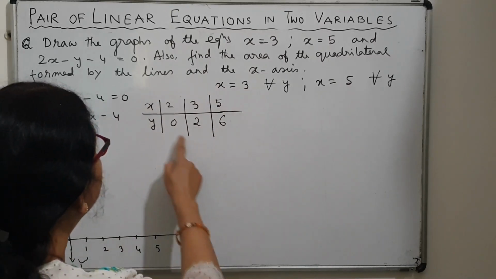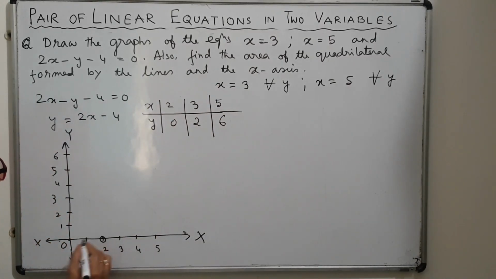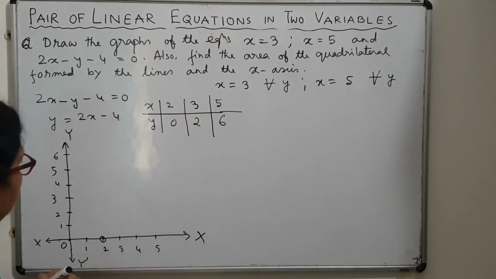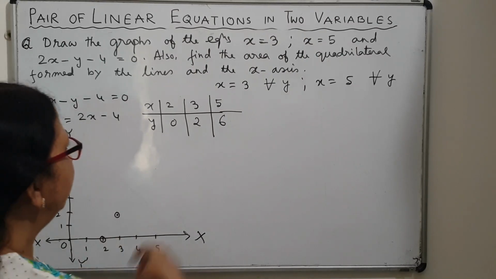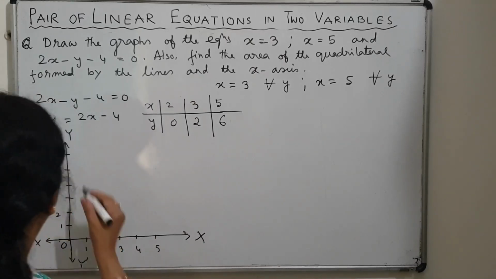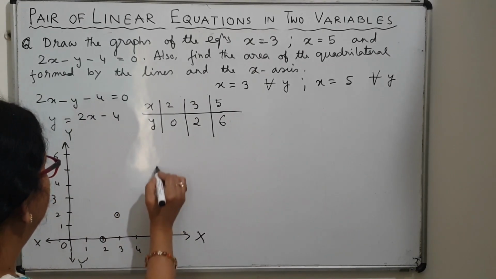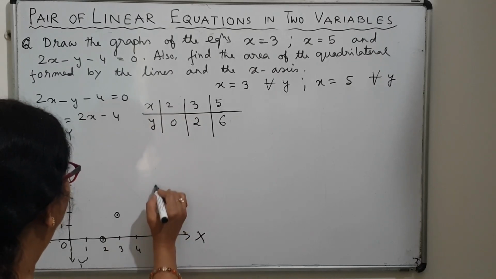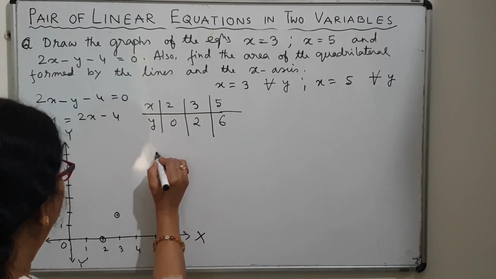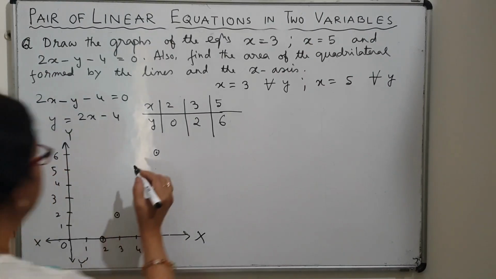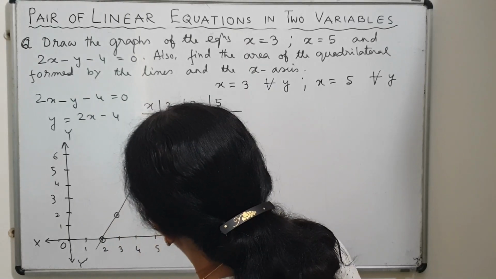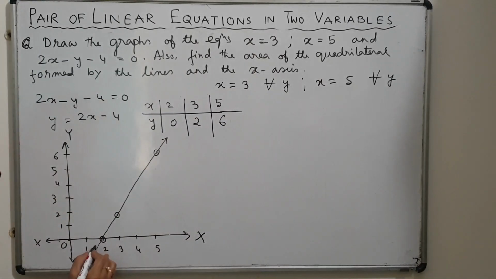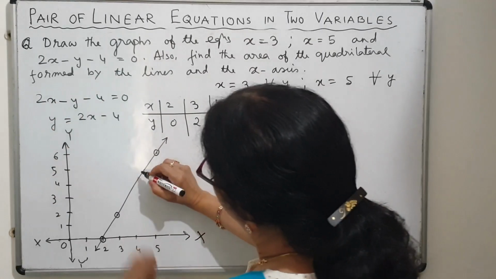So let me plot this one first. 2, 0. This is 2, 0. This is the point. Then 3, 2. 3 here and 2 here. So this is the point. 3, 2 is here. Then 5, 6. 5, 6 is somewhere here. So when I join this with the help of a scale, something like that, this is the graph of the equation.